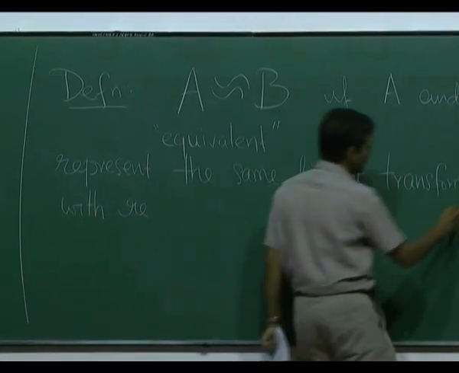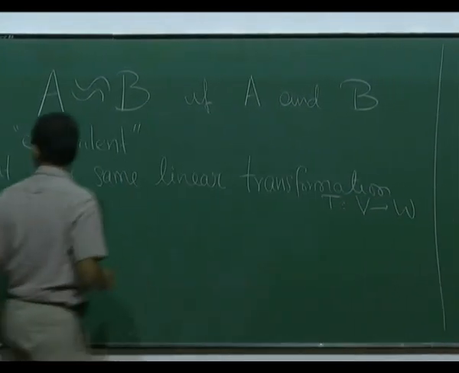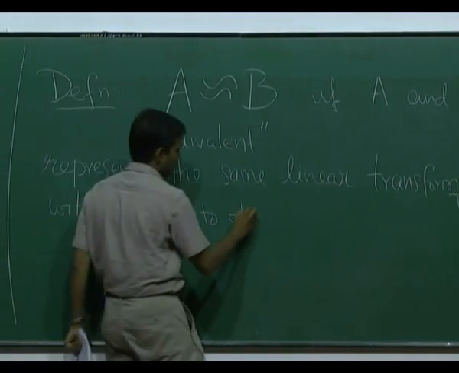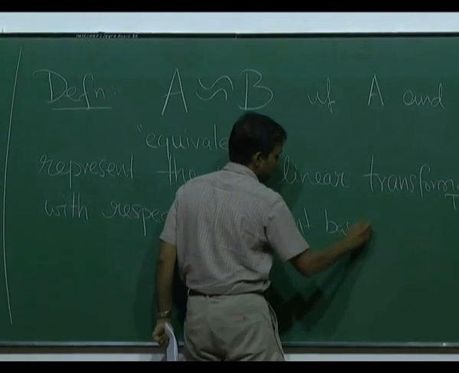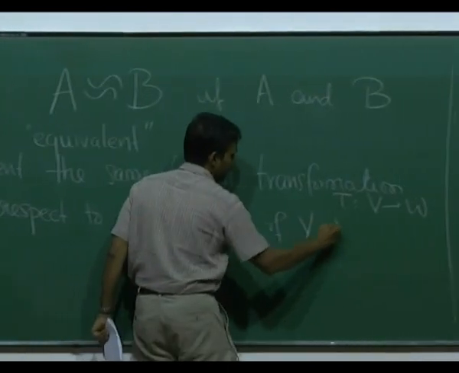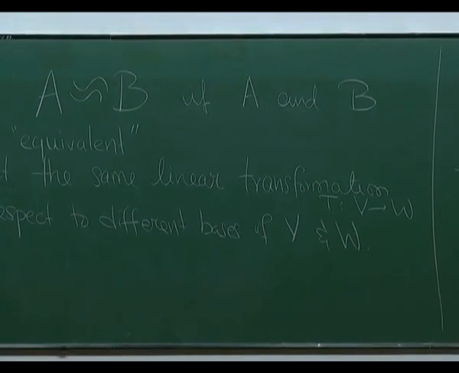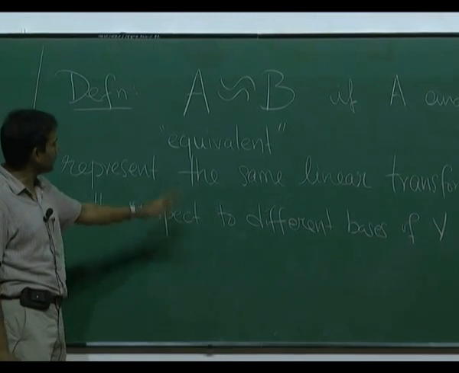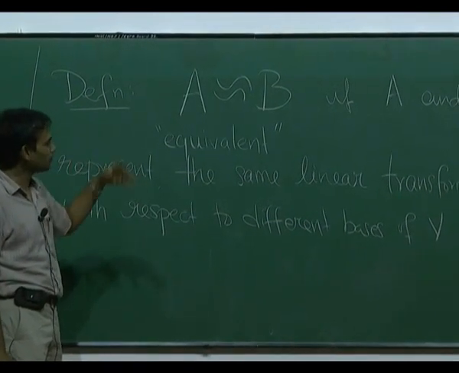Let us say T from V to W, with respect to different bases of V and W. So, any property of that linear transformation which you can interpret in terms of the matrix will be the same for equivalent matrices. For example, I will come to that in more detail.